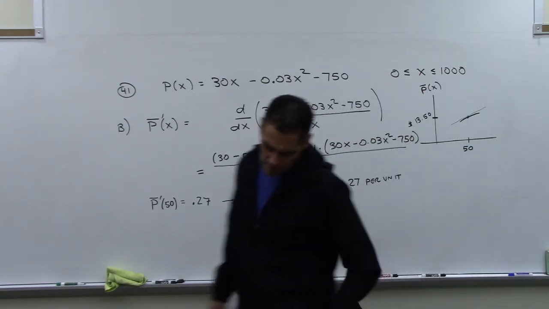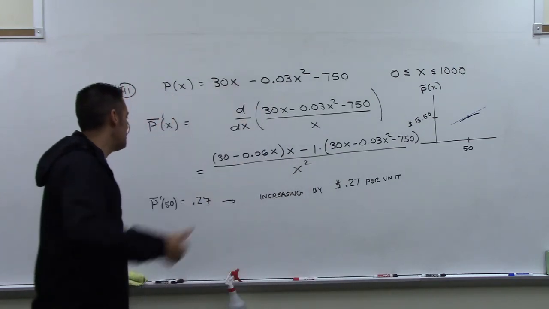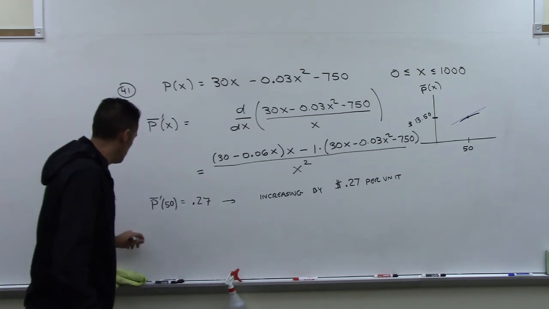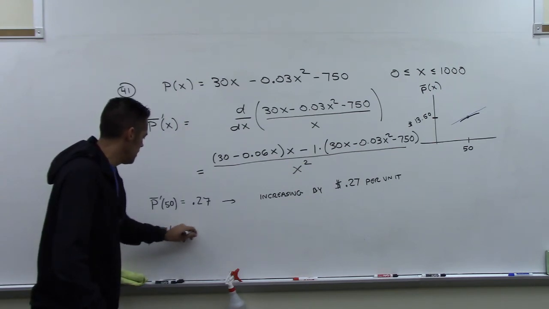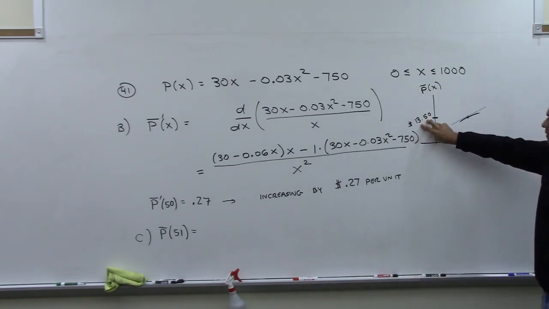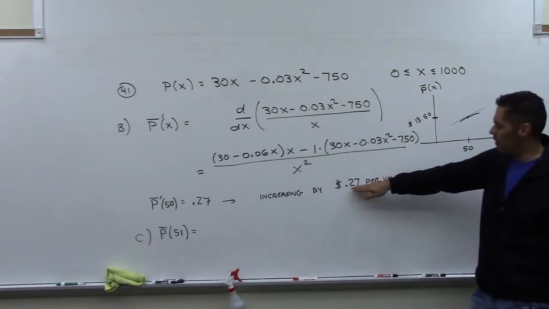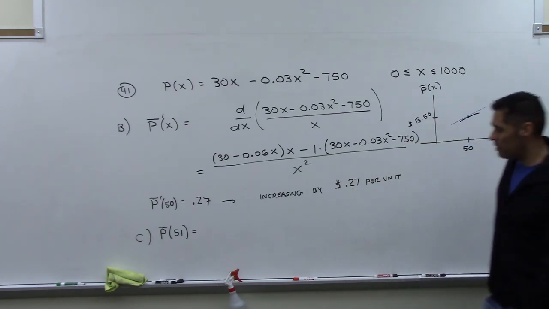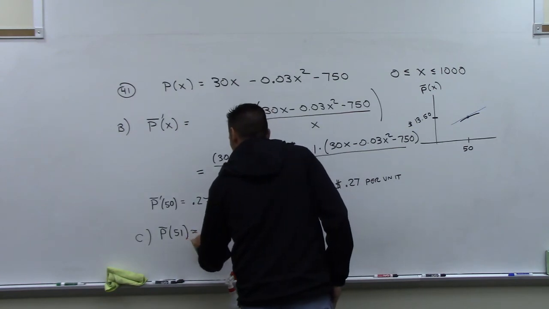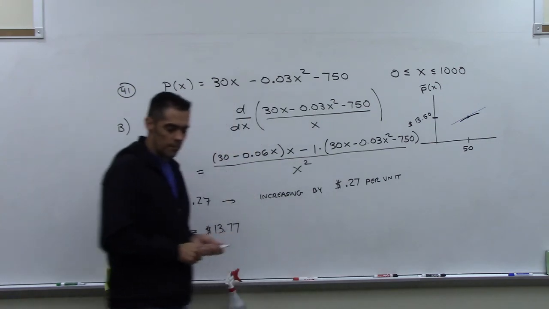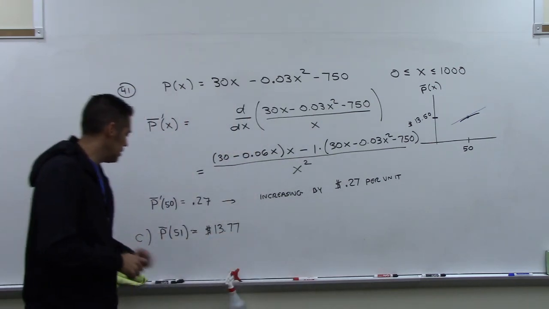Now for part C, it says predict what would happen with 51 units. What would your average profit be at 51 units? Well, that should be the average profit I had at 50, which was $13.50, plus this marginal profit. So I need to add this much to this. So that's going to be $13.77. Should be approximately $13.77 per unit.